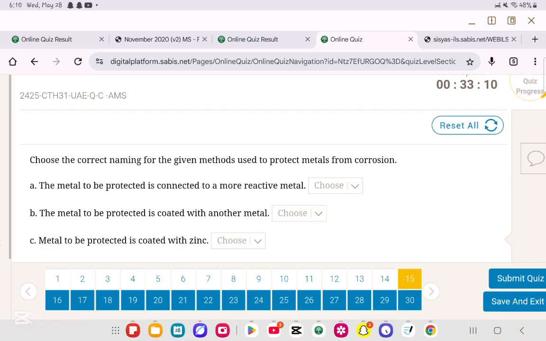Very, very important. You have to pay attention to the keywords. The metal to be protected is connected to a more reactive metal. What happens here? The more reactive metal will react instead of the less reactive metal. So that's why you will cover it with a more reactive metal. So the internal metal, which is the weaker, less reactive metal, is protected.